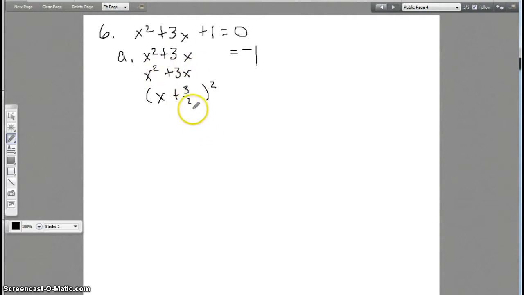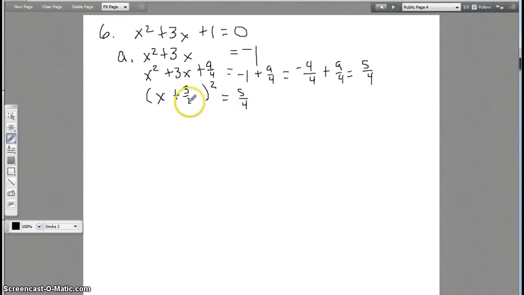Now I need to square my last term. The square of 3 halves is 9/4. And then I copy what I have on the right side. And since I added 9/4 on the left, I have to add 9/4 on the right. Now, negative 1 is the same thing as negative 4/4. So when I add 9/4 to that, I end up with 5/4. So x plus 3 halves, when we square it, is going to be 5/4.